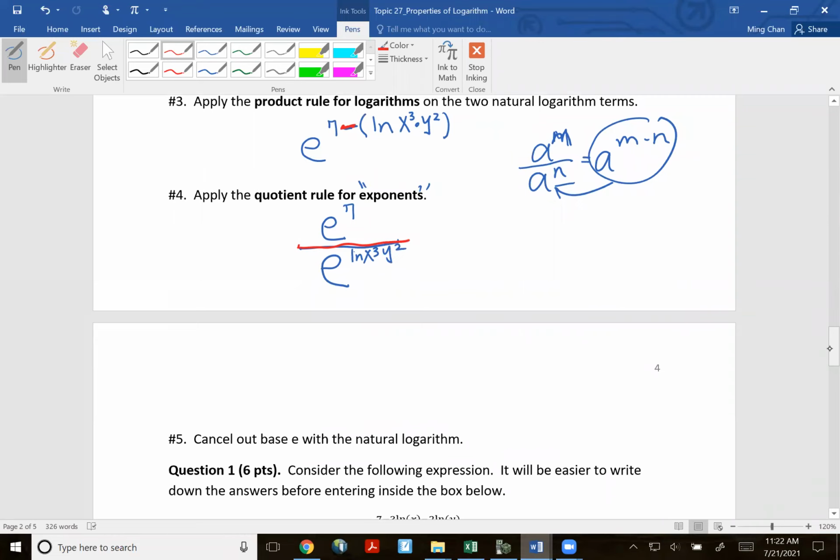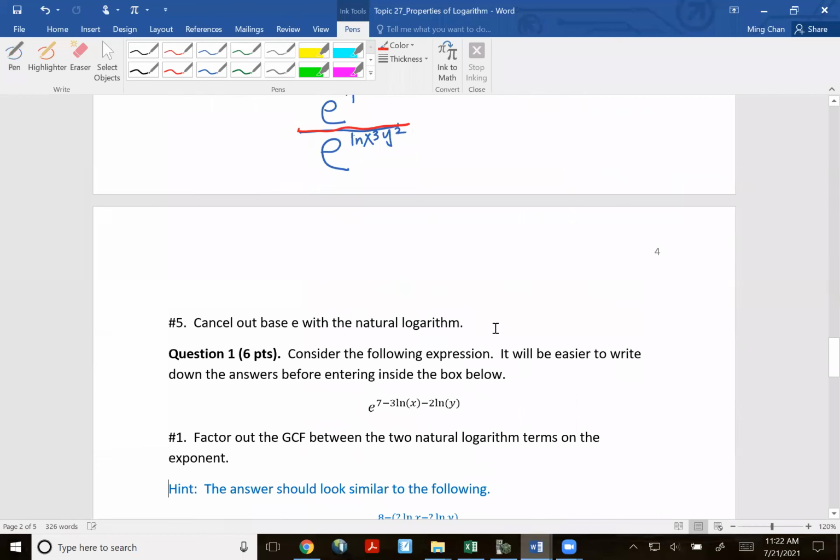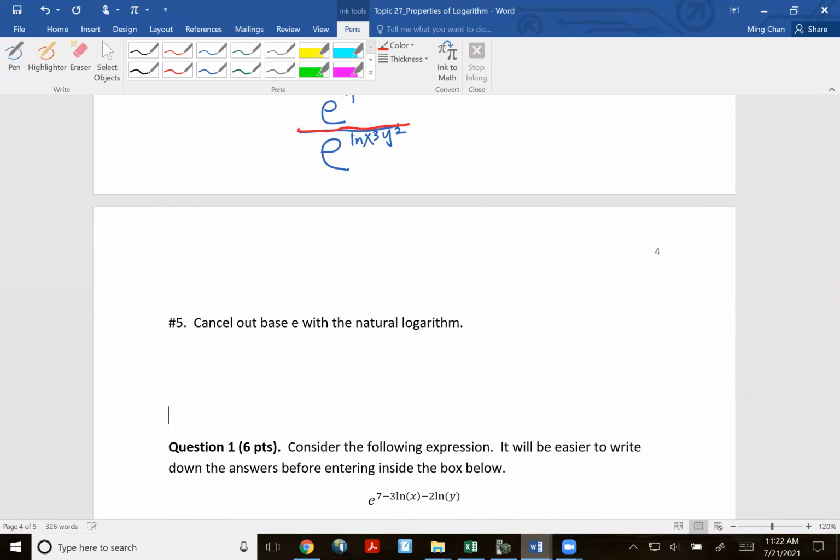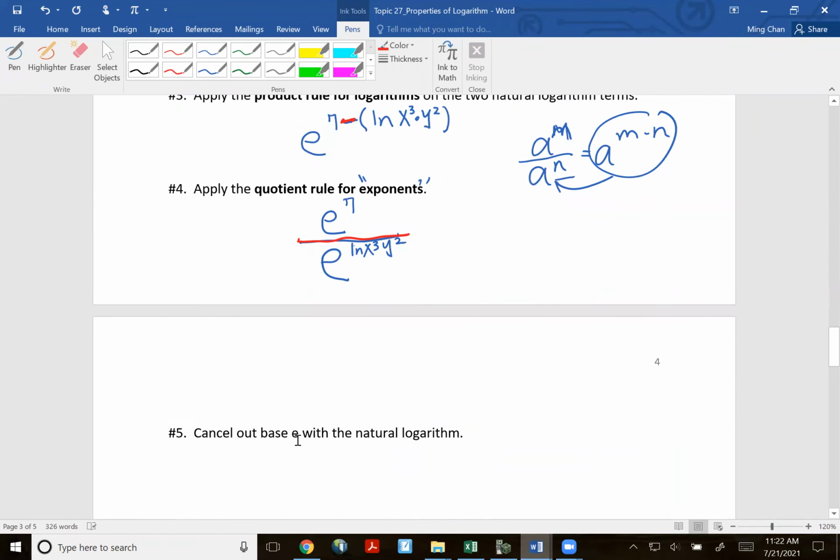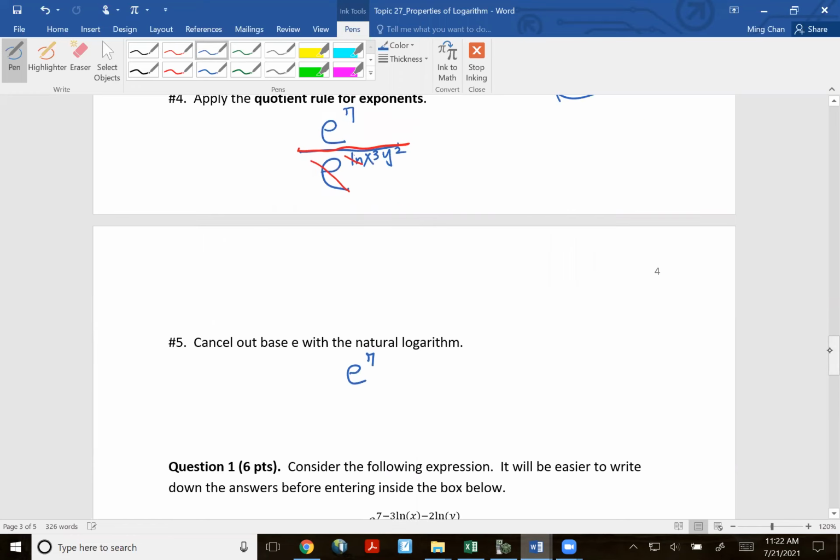Okay. Now what we can do is cancel out the base e with the natural log. So the e and the natural log can cancel out. So all I end up with is e to the 7 on the numerator over x to the third y squared.